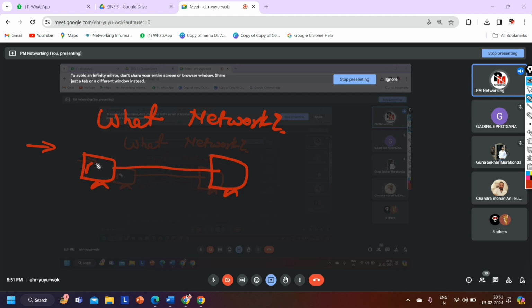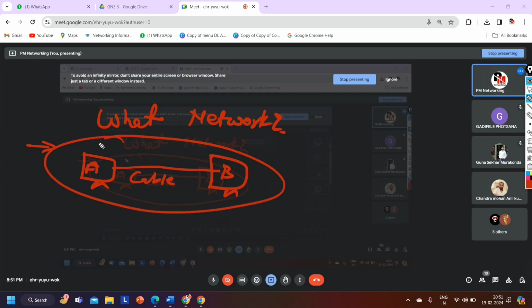Okay, so let's say I have two computers, computer A and computer B. I have connected these two computers through one cable, right? Let's say this is an Ethernet cable. Can I say this is one network? Yes, what about others? Can I say this is a network?